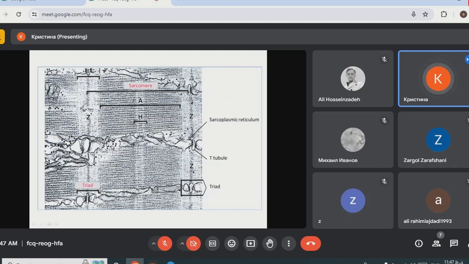These are granules of glycogen, and in the area of the Z line you can see here the triad. Triad, and also here. It consists of a T-tubule in the middle and two terminal cisternae of SER. The same as here, T-tubule and sarcoplasmic reticulum.